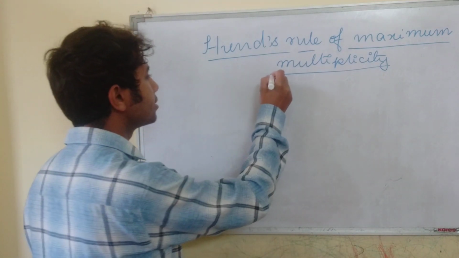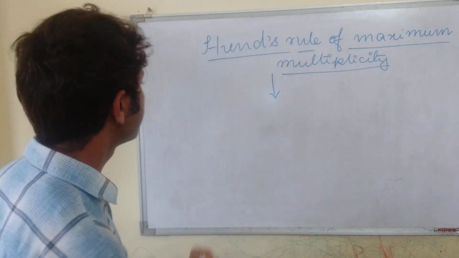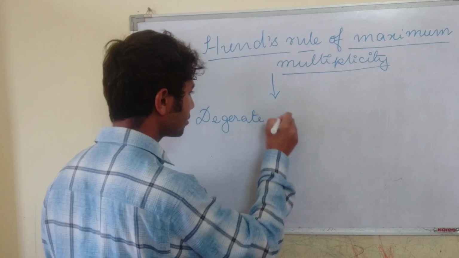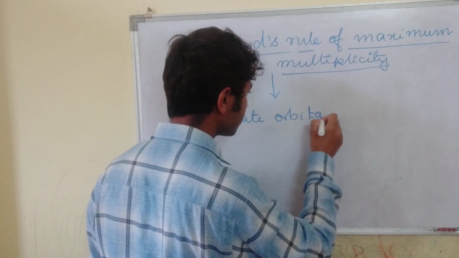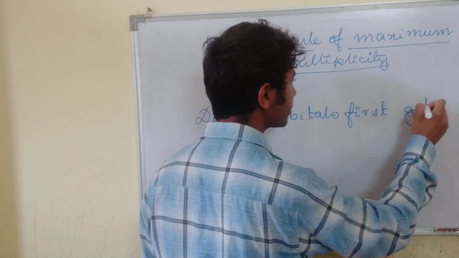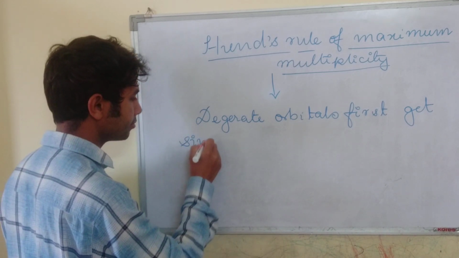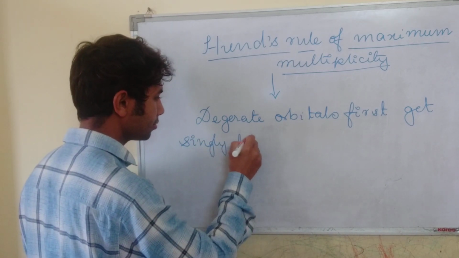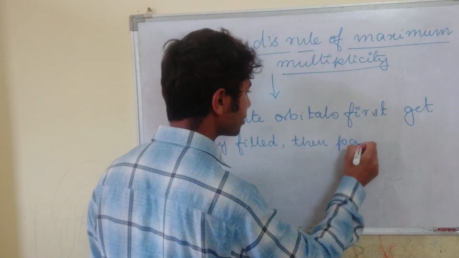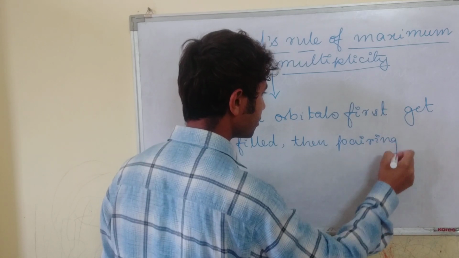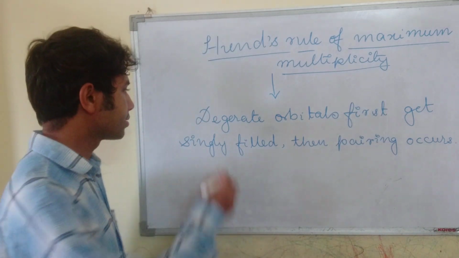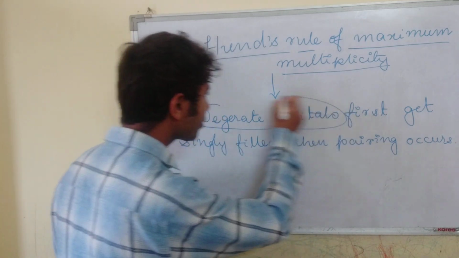What is defined by this rule? This rule says that degenerate orbitals first get singly filled, then pairing occurs. Now, what are the degenerate orbitals?